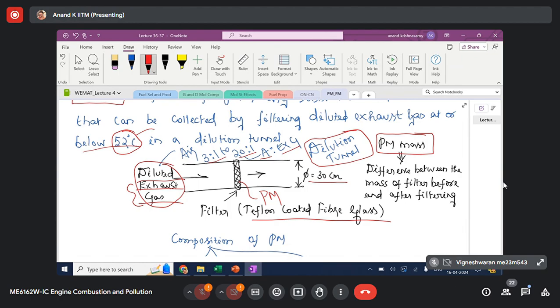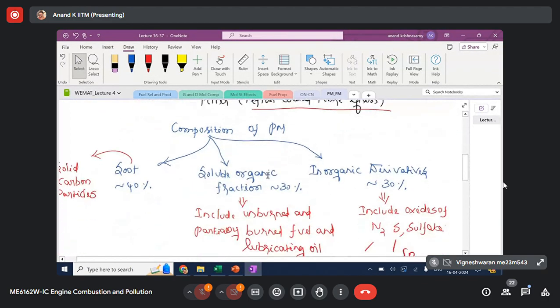And we measure the mass of the filter before we allow the diluted exhaust to flow through, and after the diluted exhaust gas has passed through. Okay, so the difference between the mass of the clean filter and after filtering, right? After you allow the exhaust gas, the particles get settled down on the filter, that is, trapped. So the mass is going to be different for the clean filter and after you allow the diluted exhaust gas to flow through the filter. This difference in mass is a measure of particulate matter. Okay, it's the PM mass. So that is how we measure it.